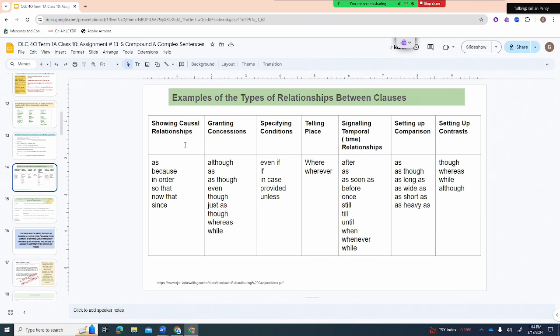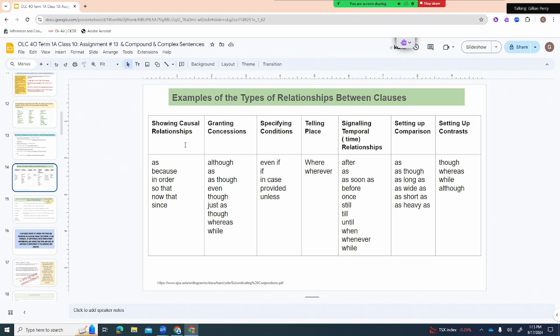Specifying conditions. This is where there's a condition attached to it. Like, yeah, I'll go to the movie even if you don't want me to. Or I will do the dishes if you mow the lawn. In case, provided, or unless. Telling time, where or wherever. Various different temporal relationships. If it is involving time, then it's often a subordinate clause. After, as soon as, before, once, still, until, all those kind of ideas.